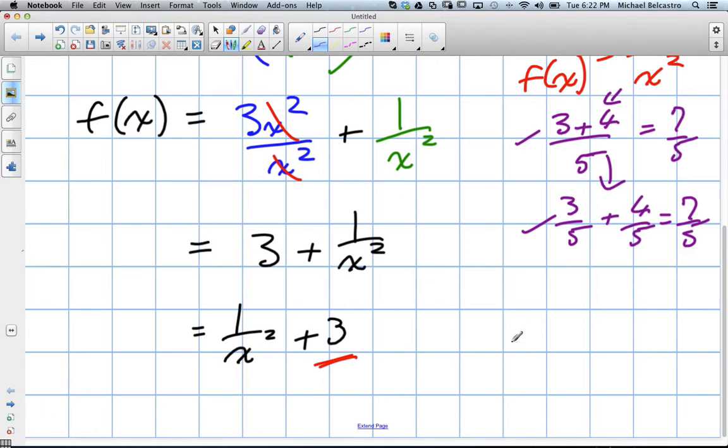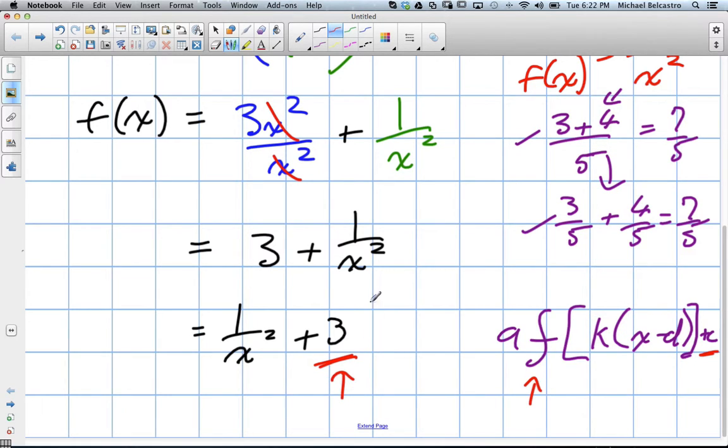So if you remember your rules for a function, where you get a f(k(x - d)) + c, and I think you use different letters, essentially the idea is the c is outside of the function, which is the case here. This is outside of the function. So what we're doing is taking the reciprocal of a basic quadratic and vertically shifting it 3 units up. So we know we're going 3 units up.